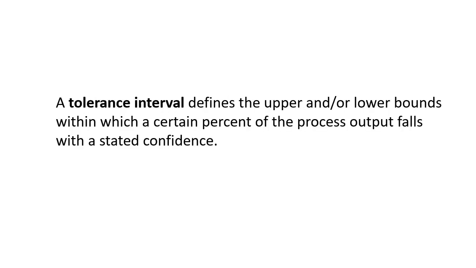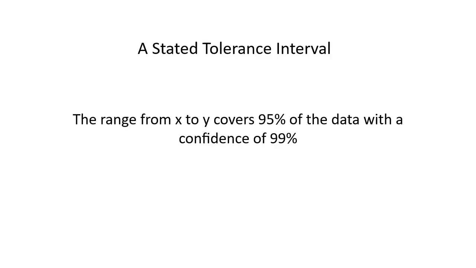Hello and welcome back. A tolerance interval defines the upper and lower bounds within which a certain percent of the process output falls with a stated confidence. A statistical tolerance interval contains a specified portion of the units from the sampled population or process. The interval is limited by the sampling error and by the variance of the population distribution. Given the law of large numbers, as the sample size is increased, the probabilities will better match the underlying population distribution. The example on screen is an example of a stated tolerance interval. The range from X to Y covers 95% of the data with a confidence of 99%.